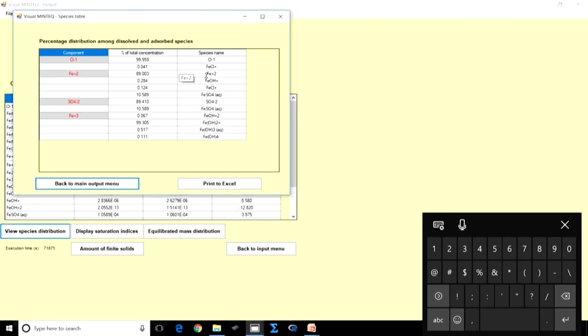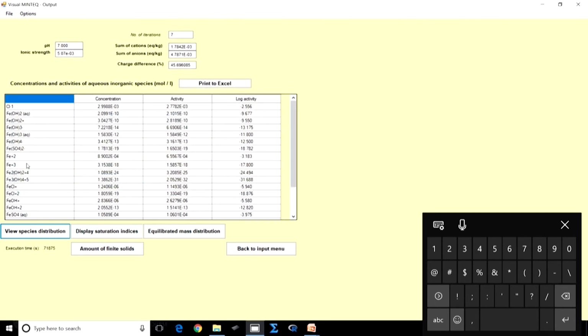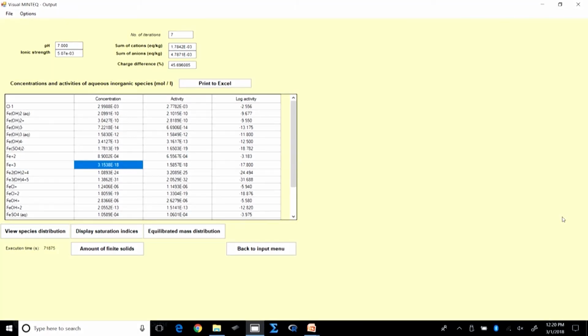We see that 89% of the total Fe2+ is present as the free metal Fe2+, and with respect to Fe3+, you see that the free metal is nowhere in the picture. Let's go back to the main output menu and then look at the Fe3+ concentration. Now it's 3.15 x 10^-18. Let's plug that in here, to try to understand that. So now we have Fe2+ to be 8.9 x 10^-4, and Fe3+ to be something around 3.2 x 10^-18, right.